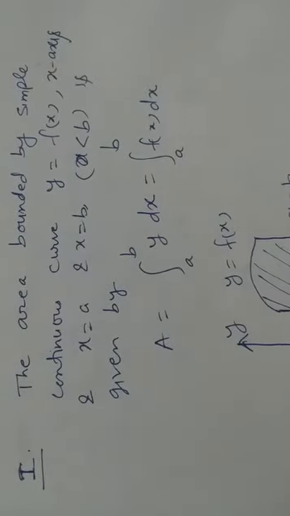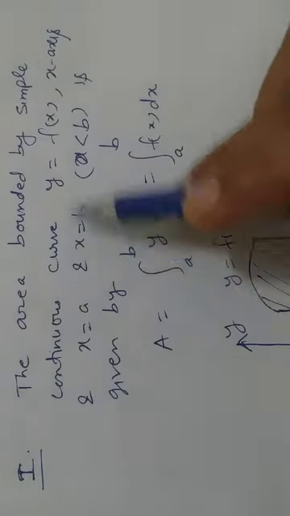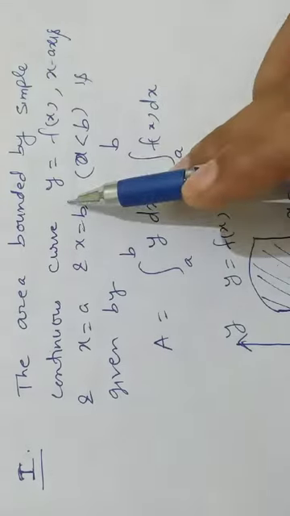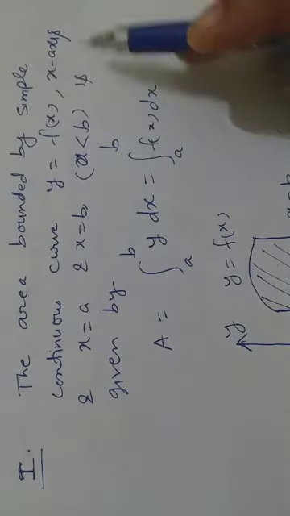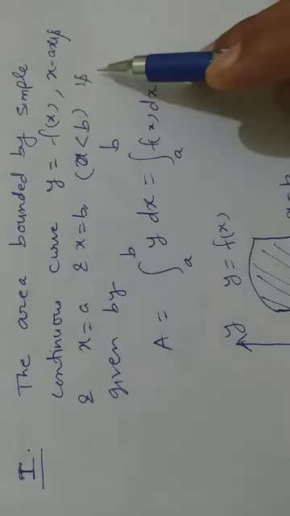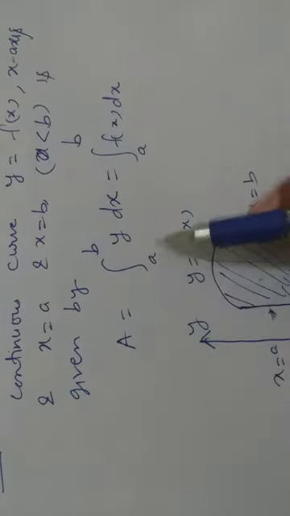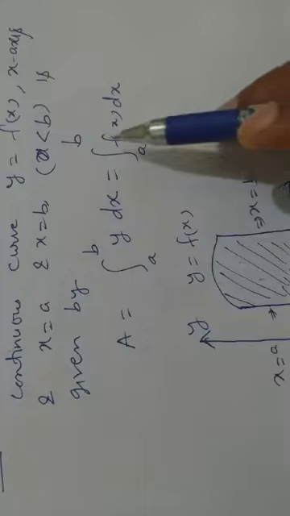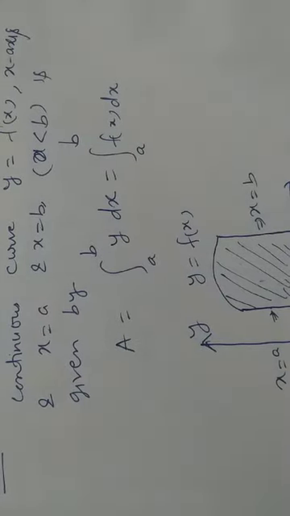And in case 1, which is the simplest one, the area bounded by a simple continuous curve y equal to f(x), the x axis and x equal to a and x equal to b, where a less than b, is given by A is equal to integral a to b y dx equal to integral a to b f(x) dx. Now, dear students, consider an example.